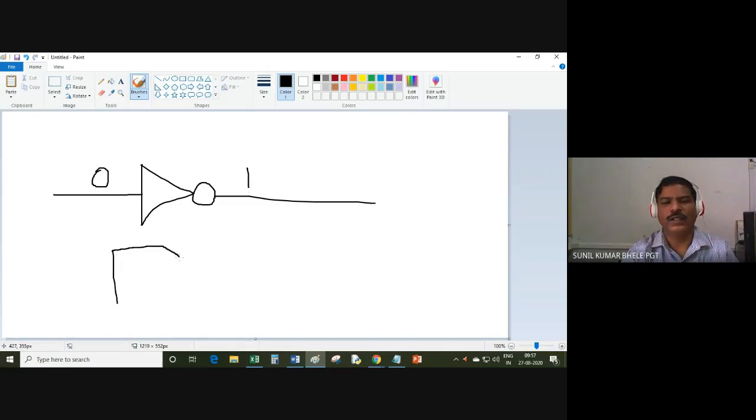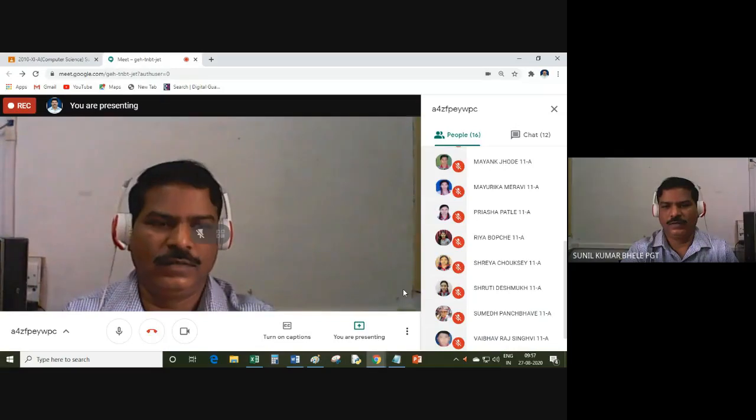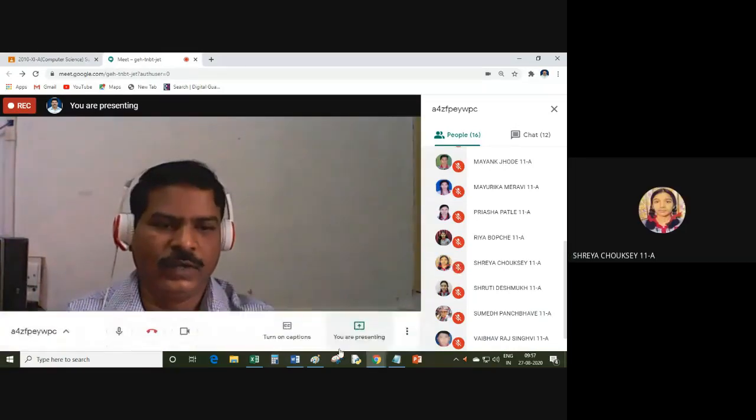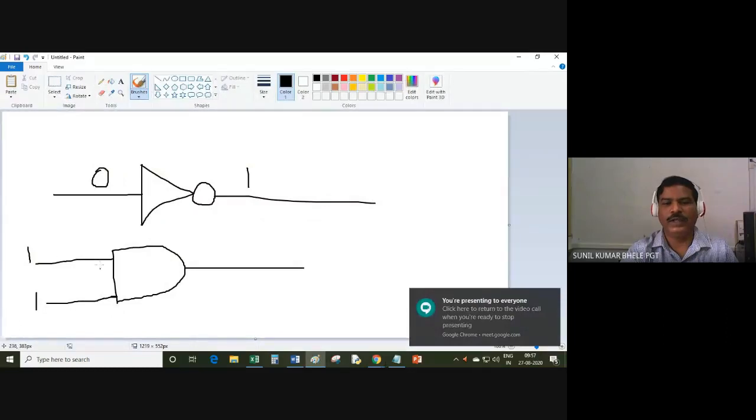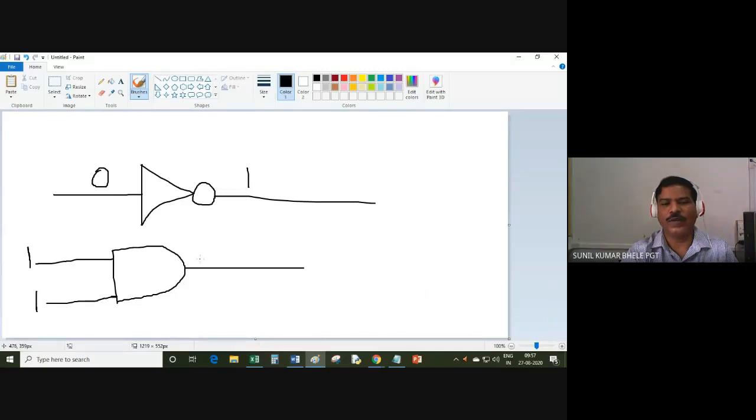So if I create this AND gate and these two inputs are 1 and 1, what is the output of this AND gate? Shreya? Sir, 1. Because you know that an AND gate has an output high if all the inputs are 1. So all the inputs are 1, so the output of this AND gate is 1. Now this 1 is going into this NOT gate. So what is the output here? Shreya? Sir, 0.